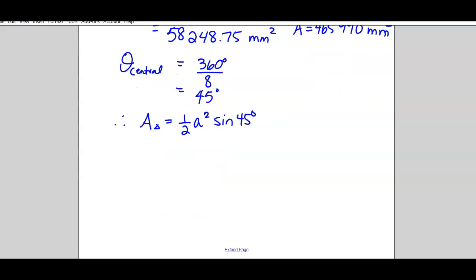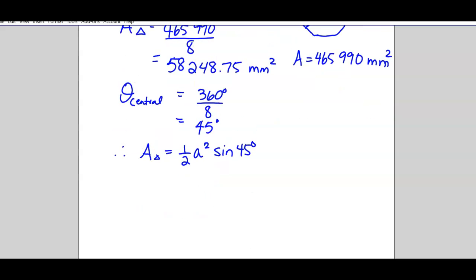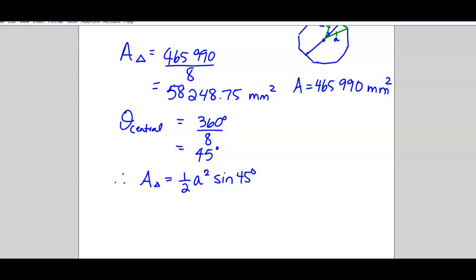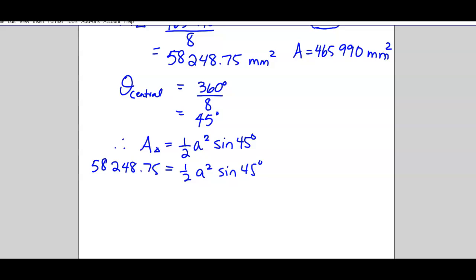So this is going to get us the side A. It's not going to get us that distance yet, but for right now, at least it gets us the diagonal distance, and this is 58,248.75. I'll just copy that out. Okay, so let's get a squared by itself. It's going to be 2 times 58,228.75.